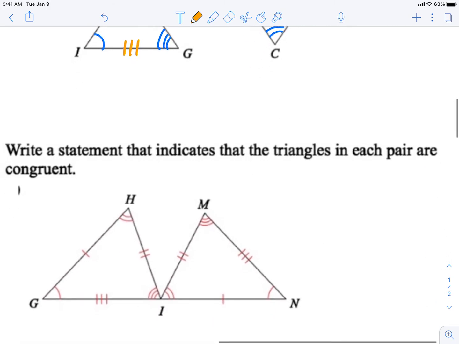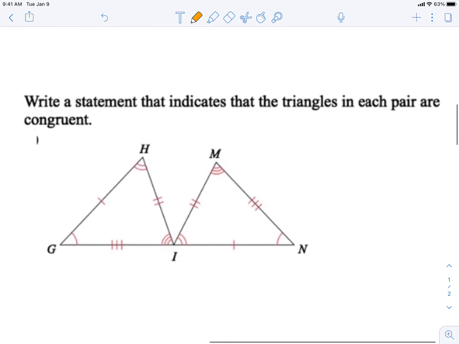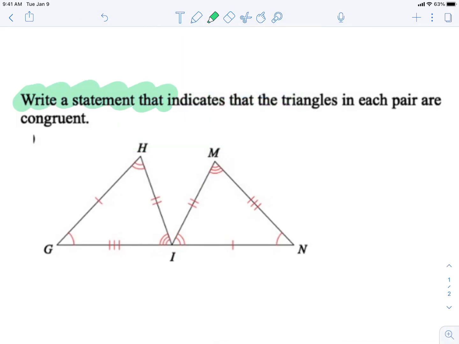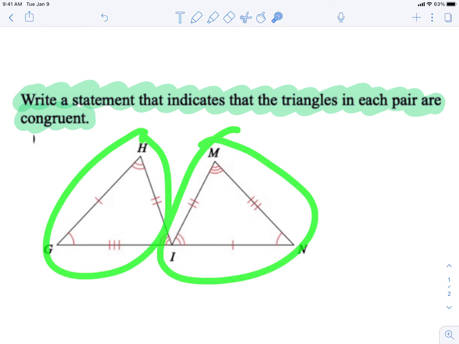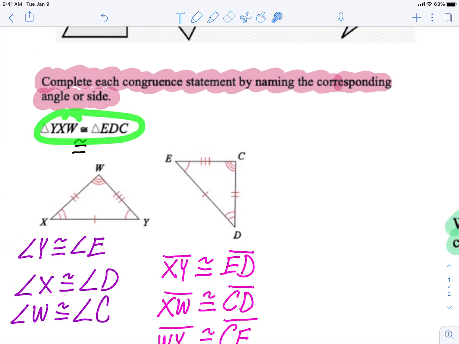Finally, the last kind of problem you're going to see is this one. It says, write a statement that indicates that the triangles in each pair are congruent. So they give us the slashes. What we have to do is write down a statement to show how this triangle is congruent to this triangle. And the statement is going to look like that right there.